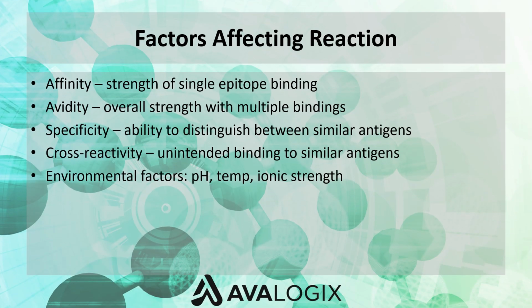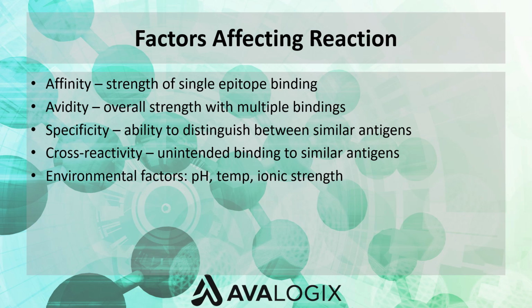Several key factors influence how well an antibody binds to an antigen. First is affinity. This is the strength of a single interaction between one antigenic epitope and one antibody binding site. The higher the affinity, the stronger and more stable the complex. Then we have avidity, which is the overall strength of binding when multiple antigen-antibody interactions are considered. For example, IgM has 10 potential binding sites. Its individual binding affinities may be lower than IgG, but its avidity is much higher due to multivalency.